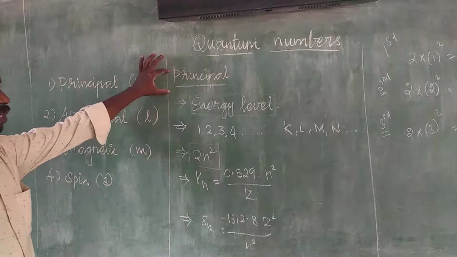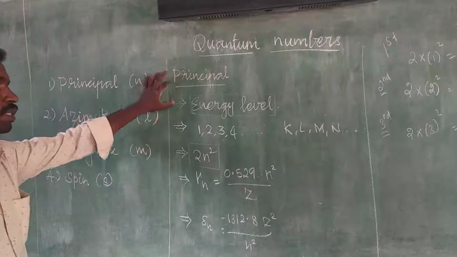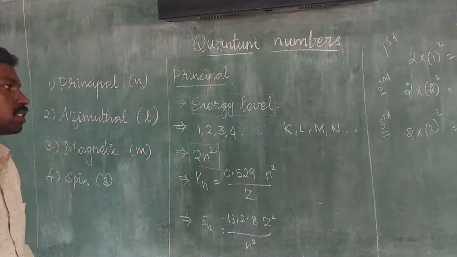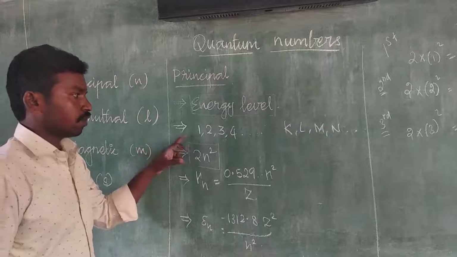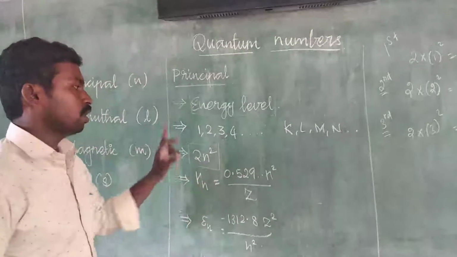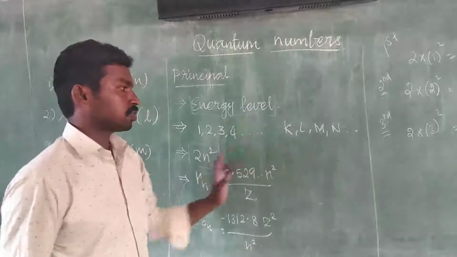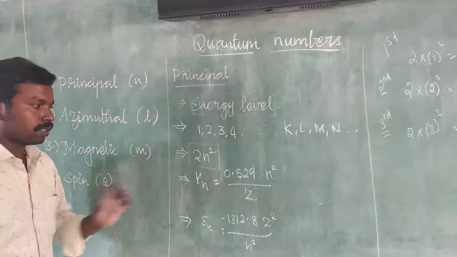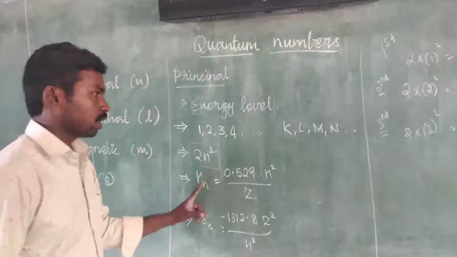The principal quantum number, the value of n, is mainly used to represent the energy level, shell, or orbit in which the electron is present. The n value starts from 1 and goes to any number. The first shell means the first energy level, which is the K shell, and so on. Then the maximum number of electrons in an orbit is given by the formula 2n square.